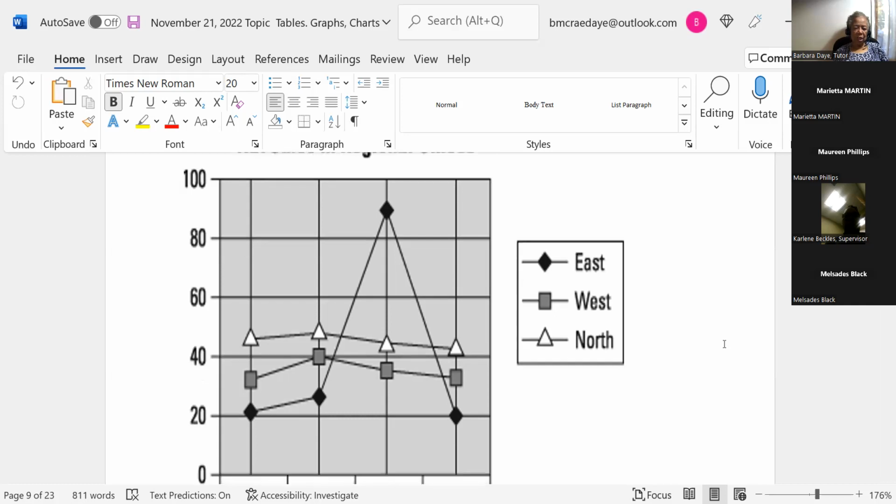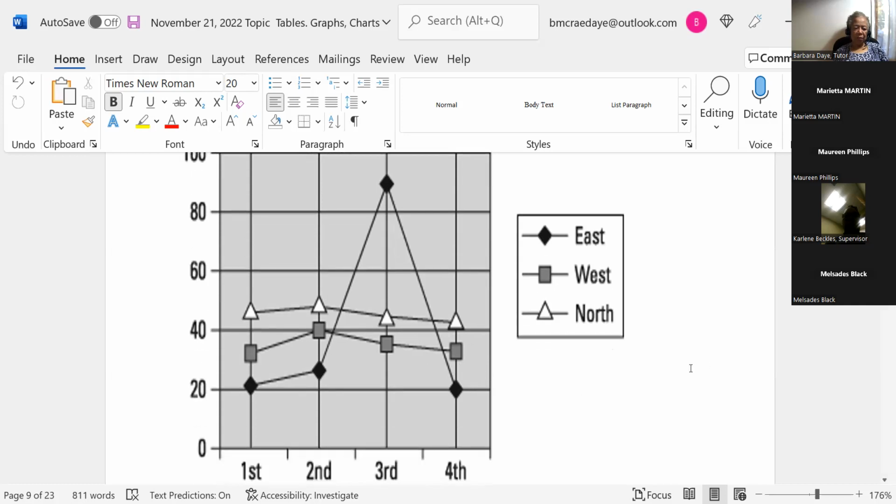Can you see the graph? Yes. Okay. What was the sales in the North region in the second quarter? That would be a little over 40. It's right here. And if you go right here, it's about 50. That's what I say, over 40.